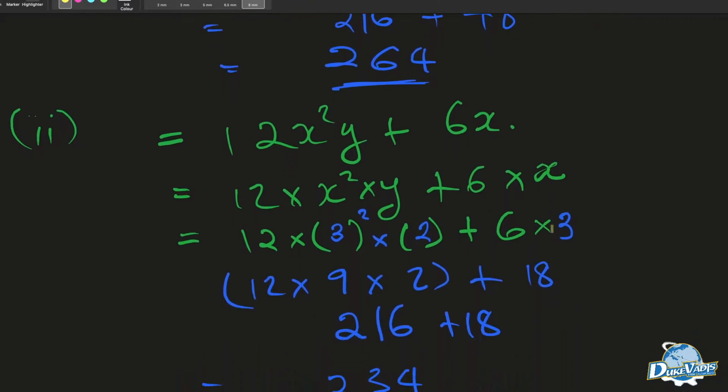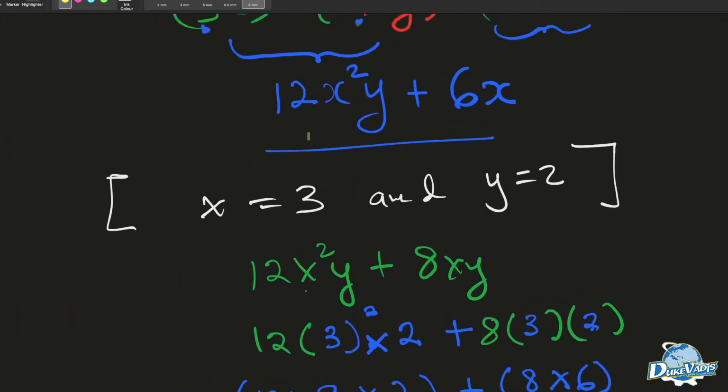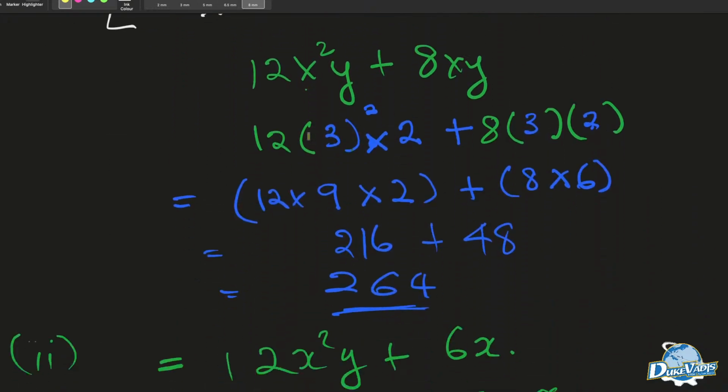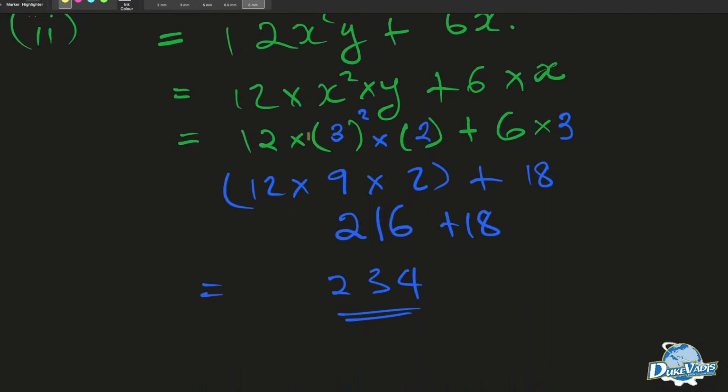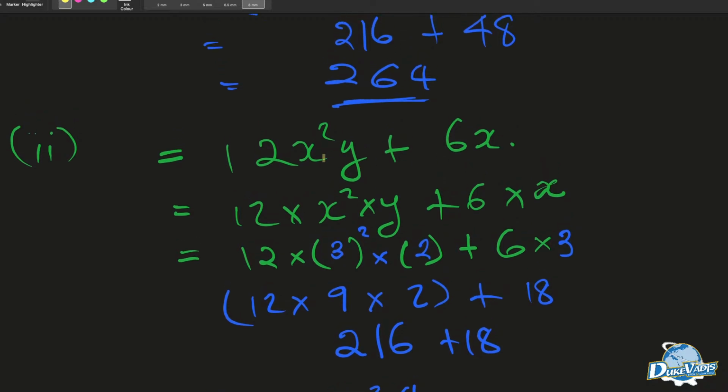Now, with the second one, okay, we had 12x squared y plus 6x. Let's check it again. 12x squared y, yeah. 12x squared y plus 6x. We did a similar substitution. We know that this is the same as 12 multiplying x squared multiplying y. Okay, then a 6 multiplying x. Alright, so 12x squared y. Yeah, that was the answer.